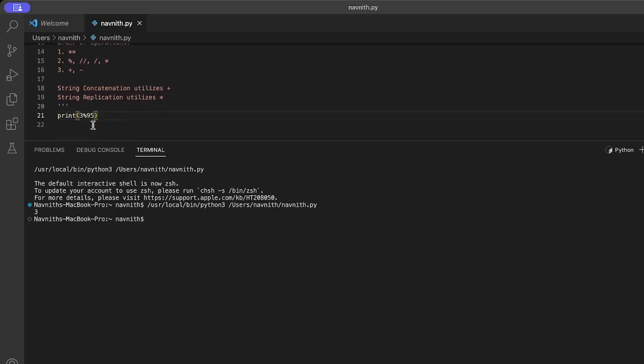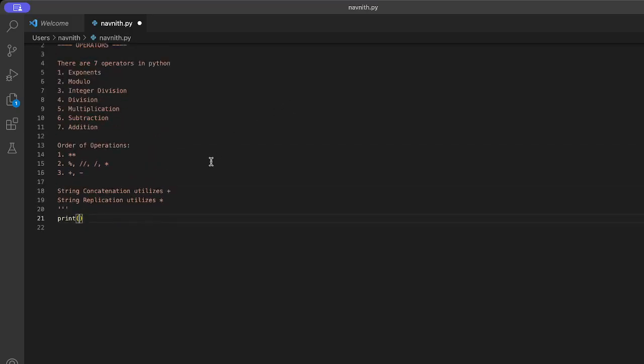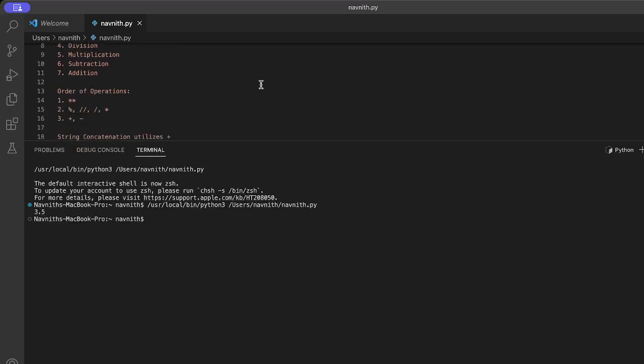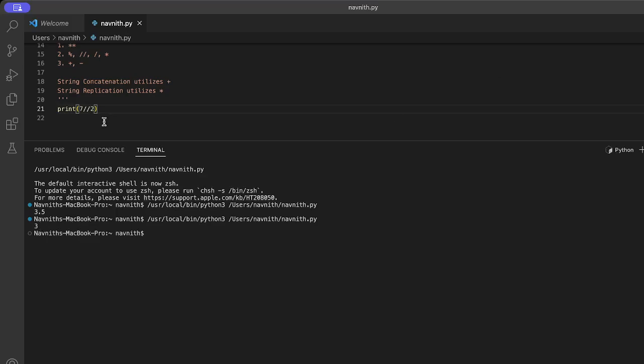Next, we have integer division, which is another type of division, except it rounds down the answer. So let's say we do 7 divided by 2. Normally, we would get 3.5. However, using integer division, we would get 3 because it rounds down 3.5 to 3. No matter the number, it will always round down.